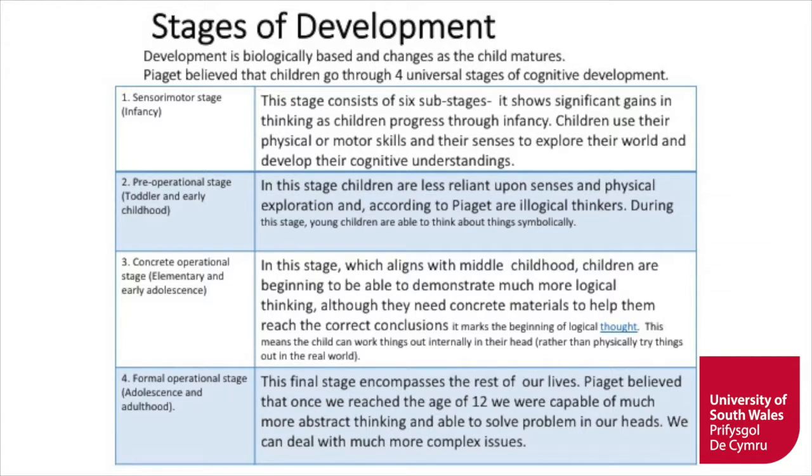And then the final area we're going to look at is adolescence into adulthood, the formal operational stage. So this final stage is basically the rest of our lives. He believed that once we've reached the age of 12, obviously maturational status and cognitive and mental ability may impact on the age, but it's around that early adolescence, where we are capable of much more abstract thinking, able to solve problems in our heads, and we can deal with much more complex issues. And again, you may be working with this older age group where we need to adapt the way that we coach and that we work to fit this stage of thinking and thought process.